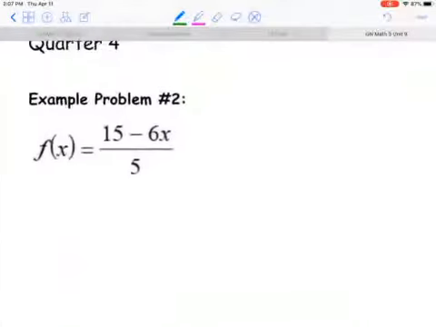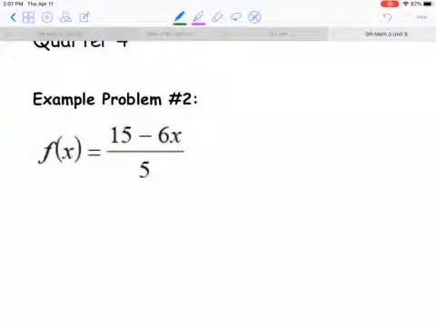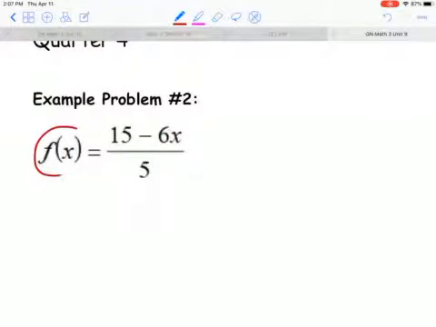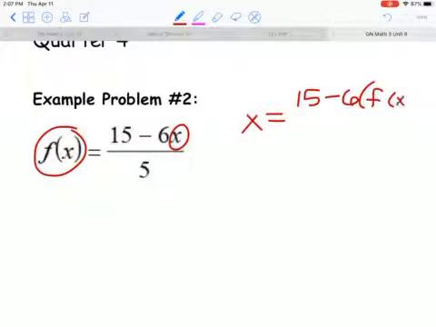Let's try one more example problem. So first thing you want to do is switch the spots of x and f of x. So this guy and this guy. And no other numbers move. It's just the x and f of x. Even exponents wouldn't move. So we get x equals 15 minus 6 with f of x. But now we're going to put that -1 on there because we switched it. We're marking it as the inverse, the opposite.